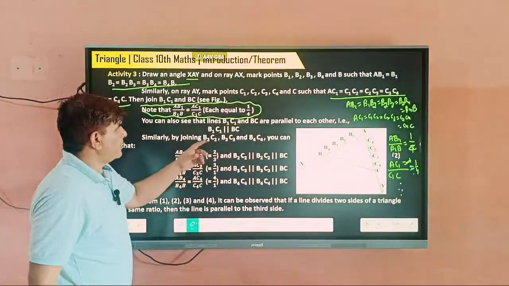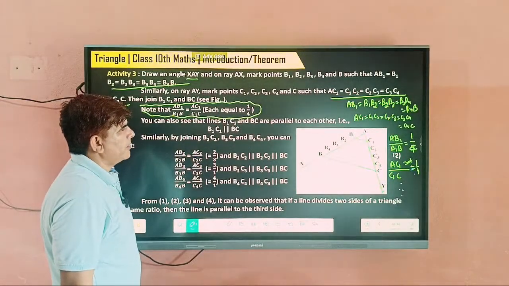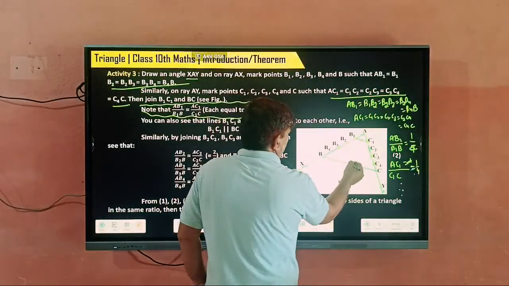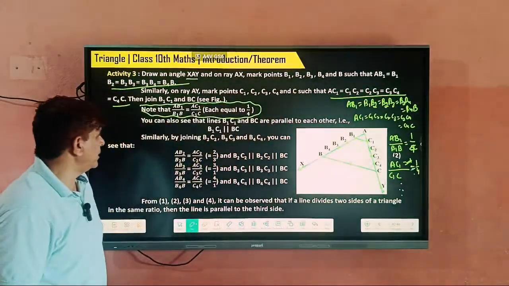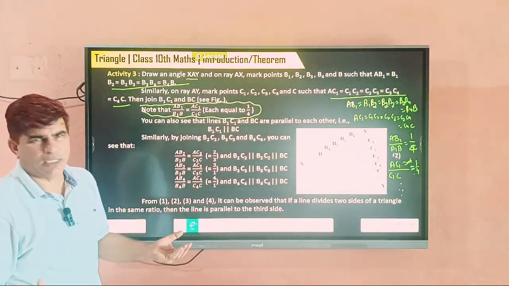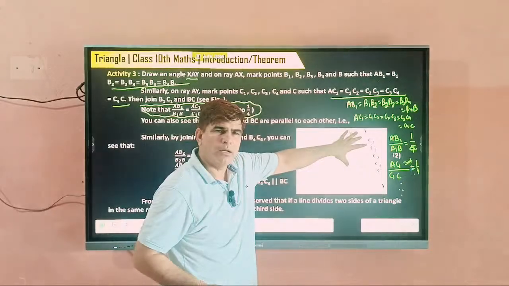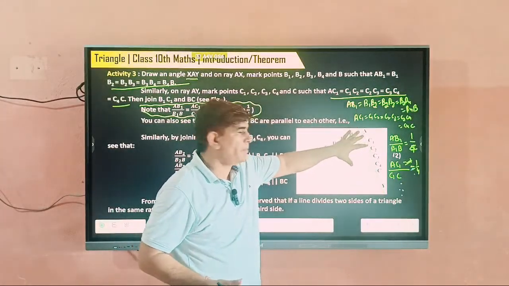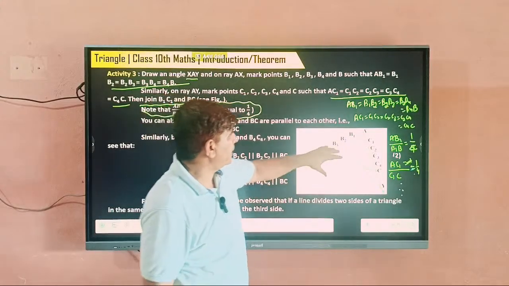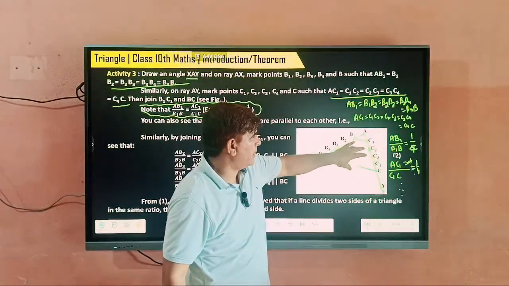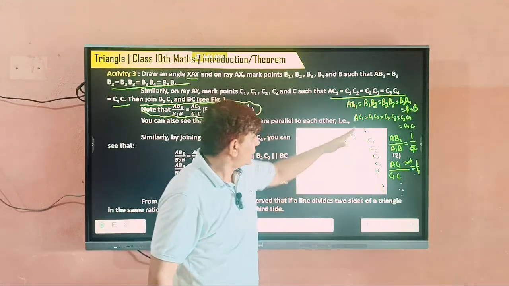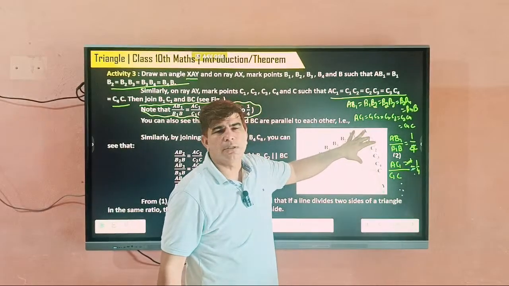You can also see that B1C1 and BC are parallel to each other. So what does it want to say? If the sides are in the same ratio, then these are parallel. And if these are parallel, then the sides are in the same ratio. Understood? BPT says, if these are parallel, the sides are in the same ratio. The converse says, if the sides are in the same ratio, these are parallel.